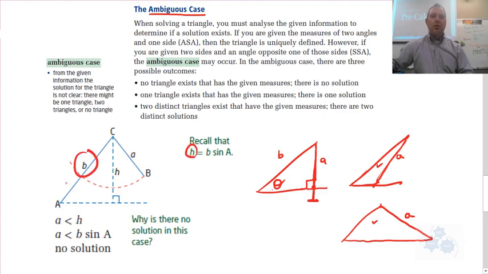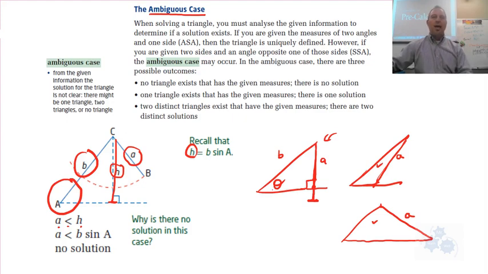How I like to teach this is you can always check what the height is by taking B and multiplying by sine of A. That will give you always H, because it's a right triangle. You would compare this length of H with the given A. If A is less than H, you have no triangle. See, it's too short to make a triangle. If H is equal to A, then you have one triangle, like I showed you over here. And if A is greater than H but less than B, you have 2 triangles.